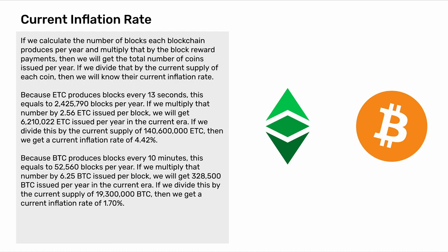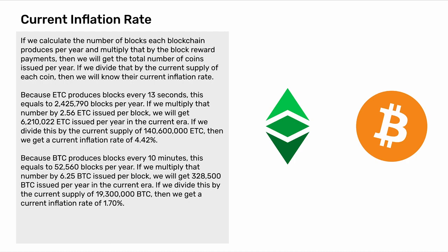Current inflation rate. If we calculate the number of blocks each blockchain produces per year and multiply that by the block reward payments, then we will get the total number of coins issued per year. If we divide that by the current supply of each coin, then we will know their current inflation rate.